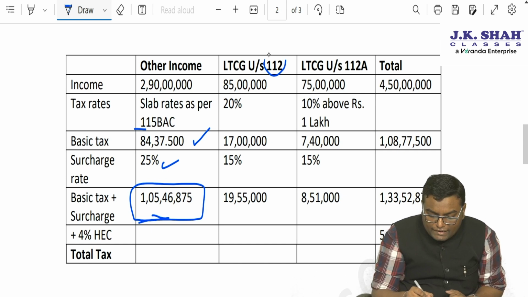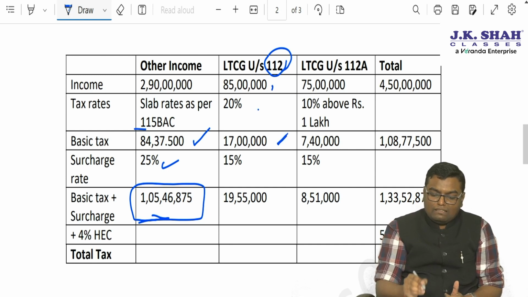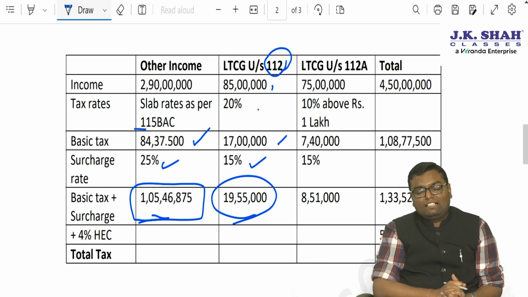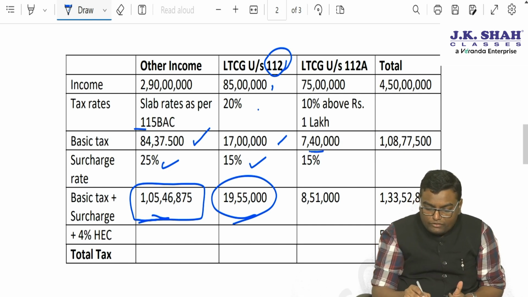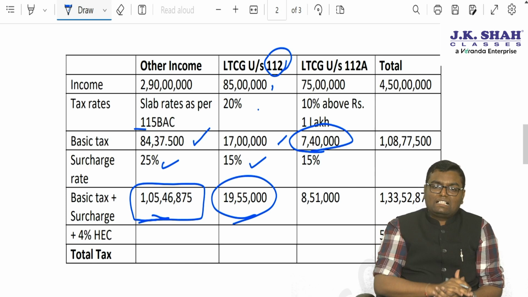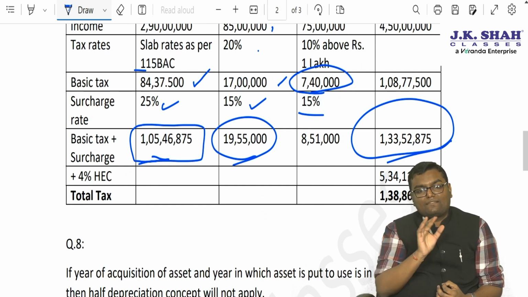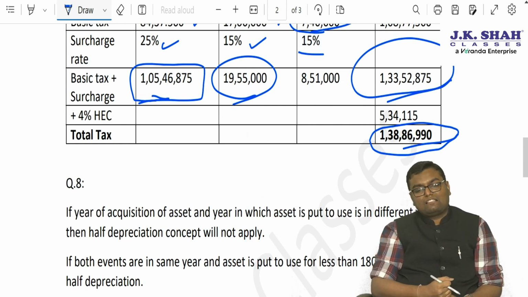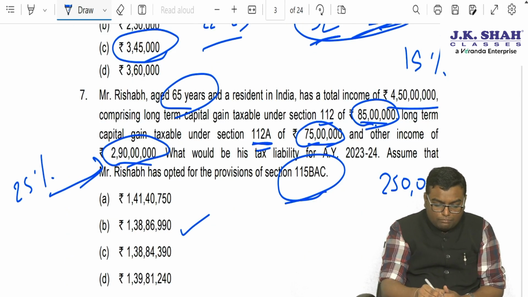But whatever is the income under section 112, LTCG under 112, 20% tax rate. So 85 lakh into 20%, 17 lakh tax. Plus compulsory I will apply 15% surcharge on that, maximum 15%. Whatever is the income LTCG under section 112A, up to 1 lakh no tax. Whatever is the balance, on that 10%. So it will be 7 lakh 40,000. On that also the maximum surcharge applicable is what? 15%. So my total tax will now come to 1 crore 33 lakh 52,875. And on that I will add 4% cess, that will come to 1 crore 38 lakh 86,990. I understand this. So the answer will be option number B.